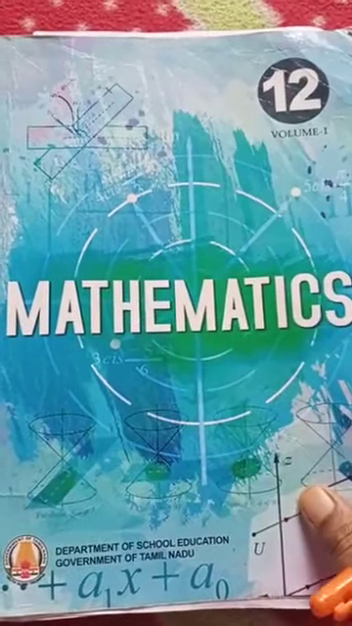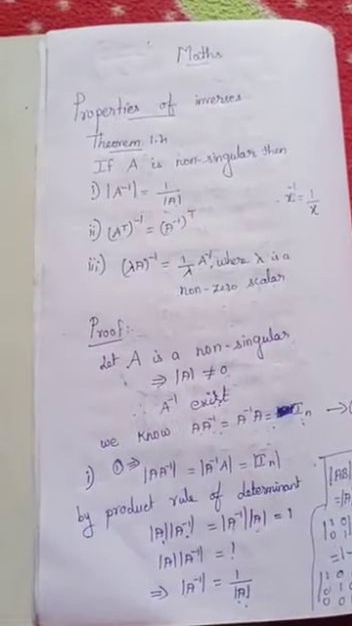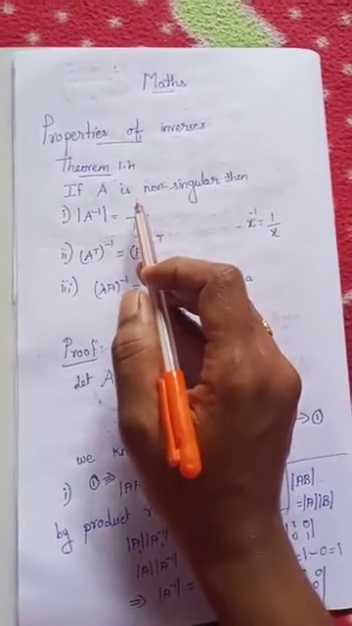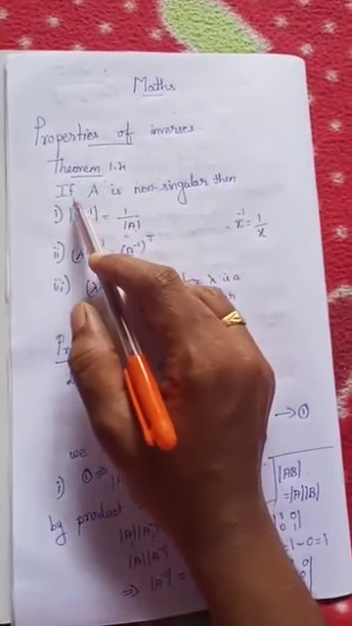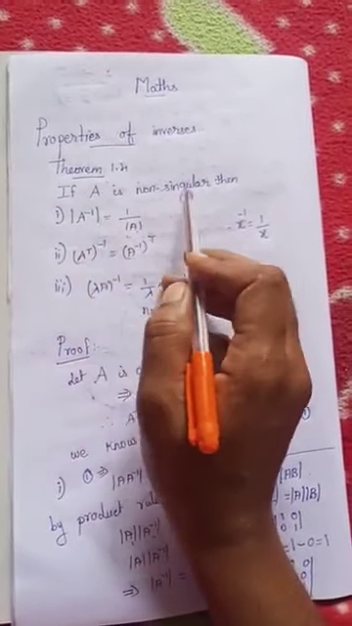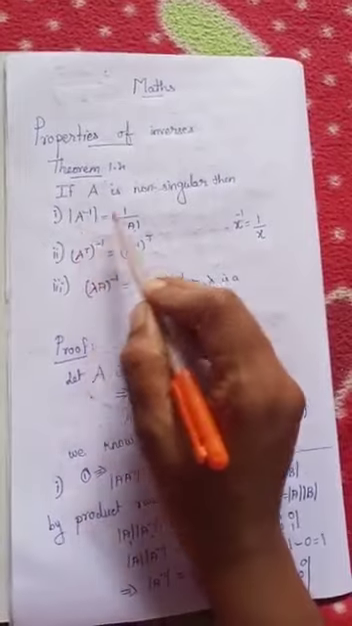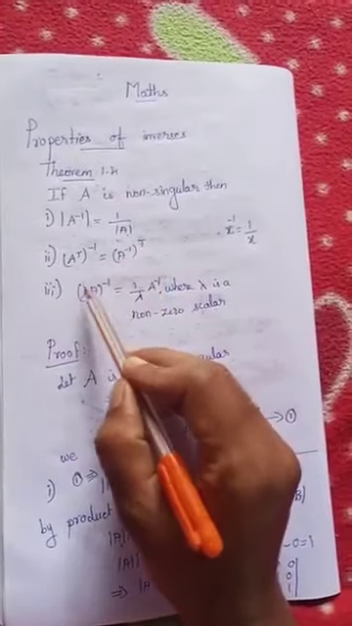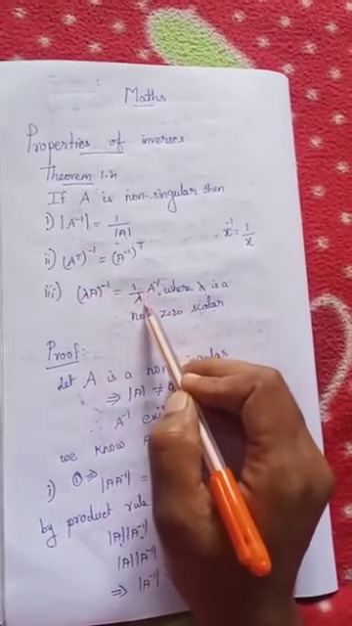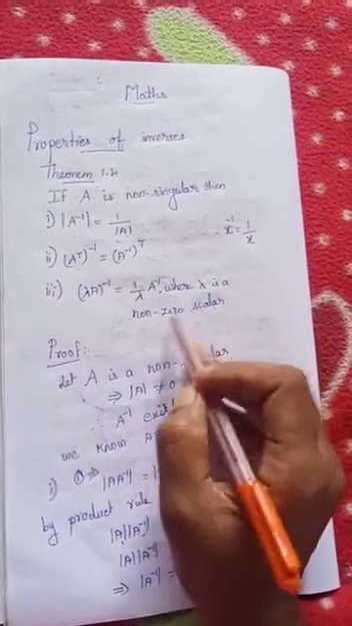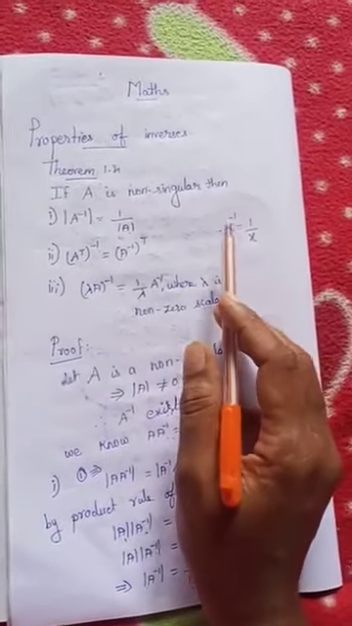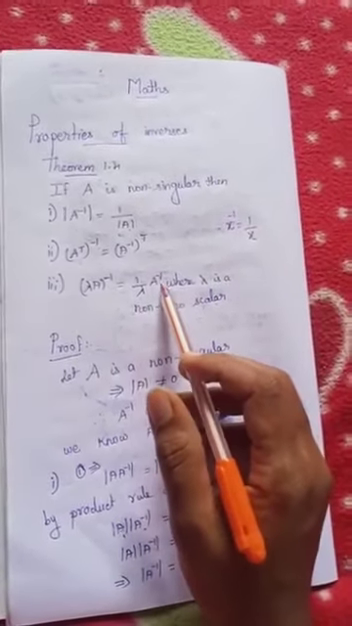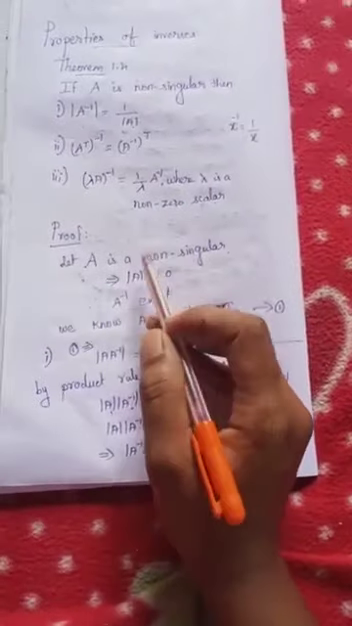In this maths class, we are going to learn the properties of inverses of matrices, like theorems. Theorem 1.4 says that if A is non-singular, then determinant of A inverse is equal to 1 by determinant A; A transpose the whole inverse is equal to A inverse the whole transpose; and lambda A the whole inverse is equal to 1 by lambda into A inverse, where lambda is a non-zero scalar. Moreover, we know that x inverse means 1 by x for an ordinary number, but for a matrix we cannot write like that. Shall we move to the proof?